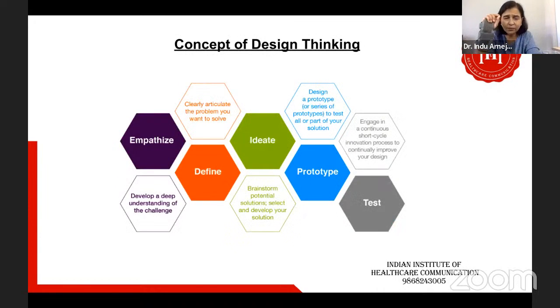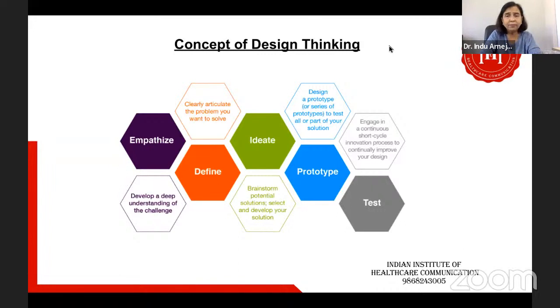When we say empathize, it's done to develop a deep understanding of the challenges your clients are facing. So to understand what your patients go through when they try to reach you, or when they come to your clinic, or try to avail your services, and then go back and come for follow-up. If you are able to develop a deep understanding, definitely you will know where the loopholes are, where you need to correct.